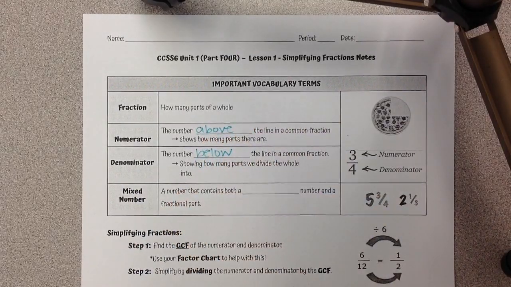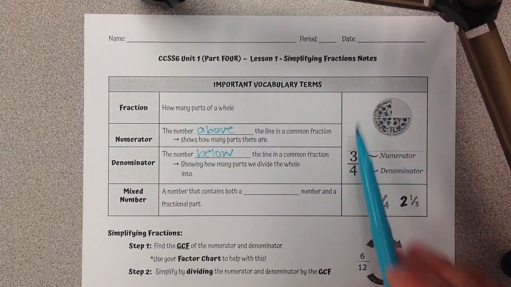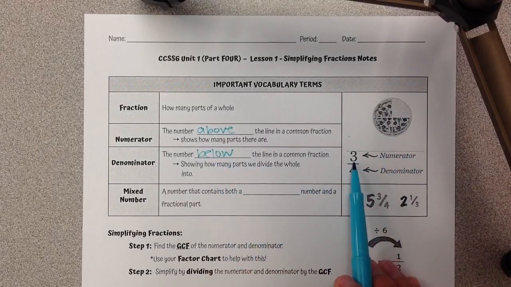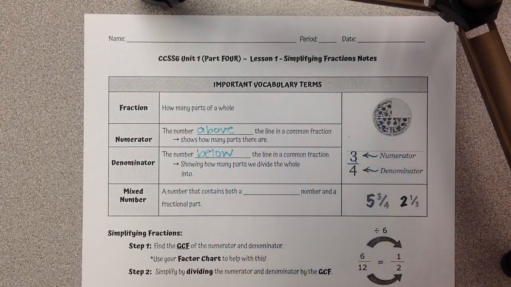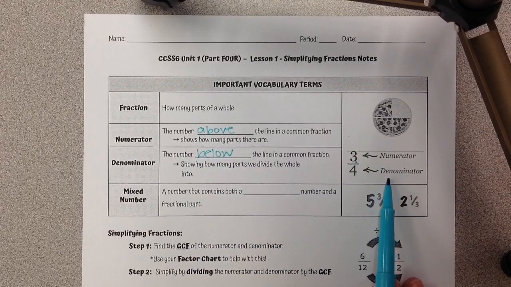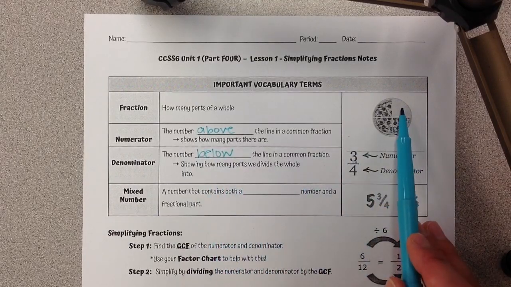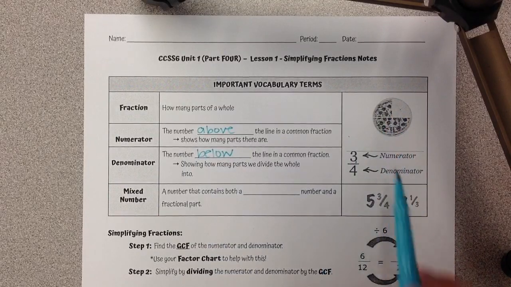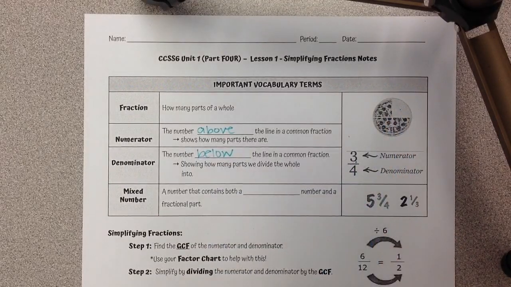in a common fraction. Okay, so if we look over here at our visual, we have a pizza. Okay, so our numerator 3 is our number on top, and it represents how many parts there are. So we have 3 parts of the pizza left. The number below, 4, is our denominator, and that shows how many parts we divided the whole into. So this had been divided into 4 different parts, and there are 3 left, so our fraction is 3/4.